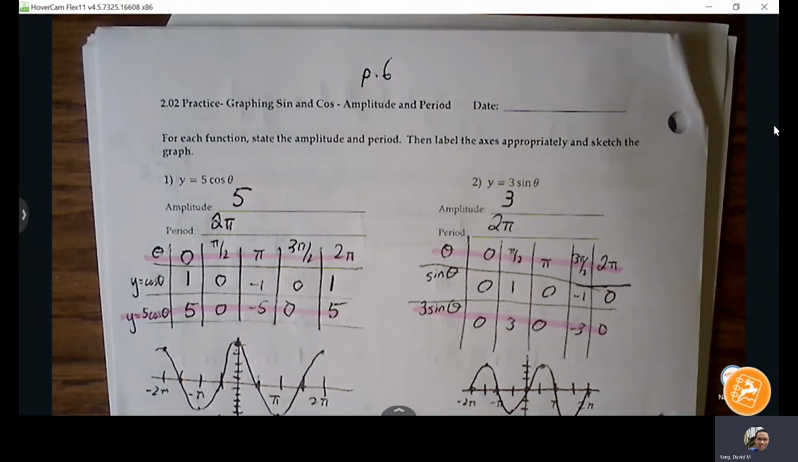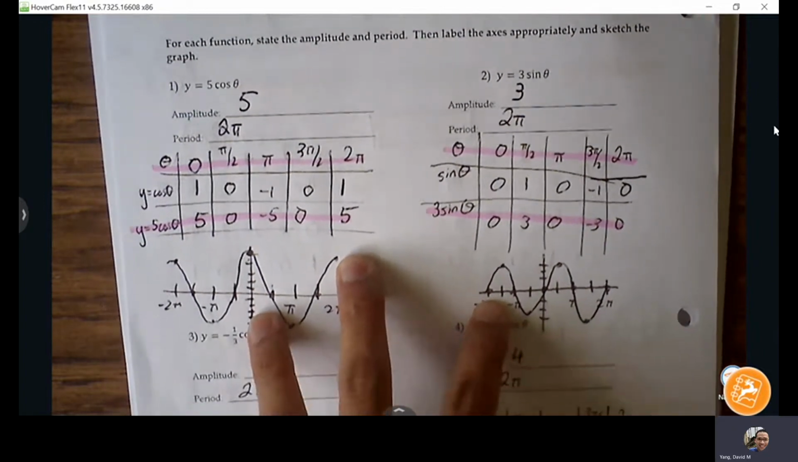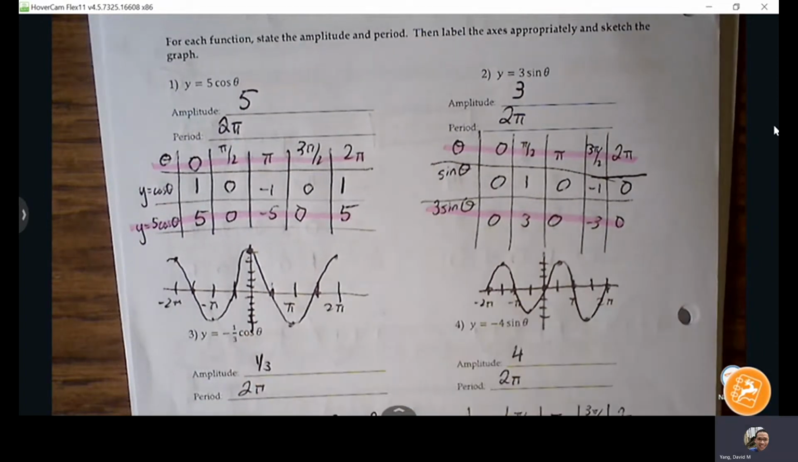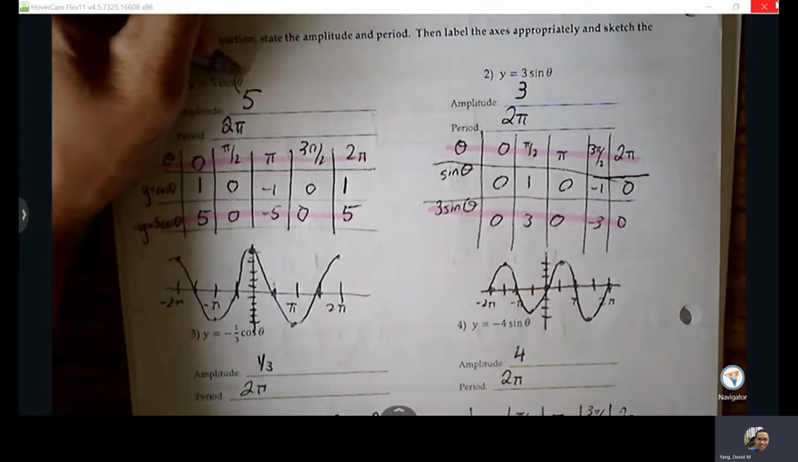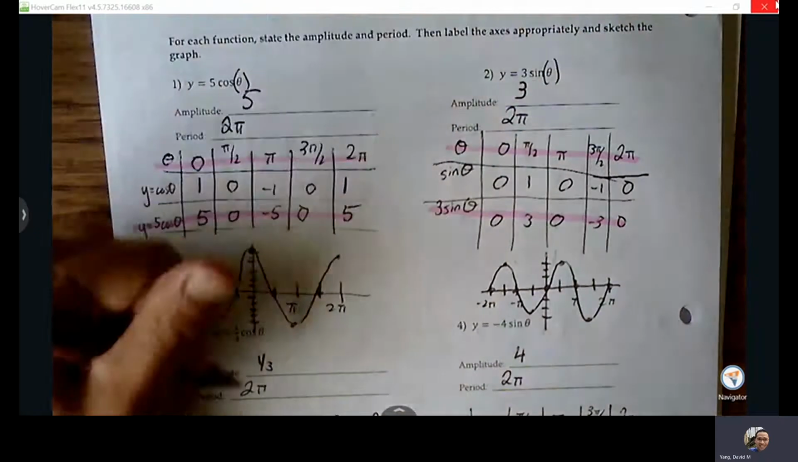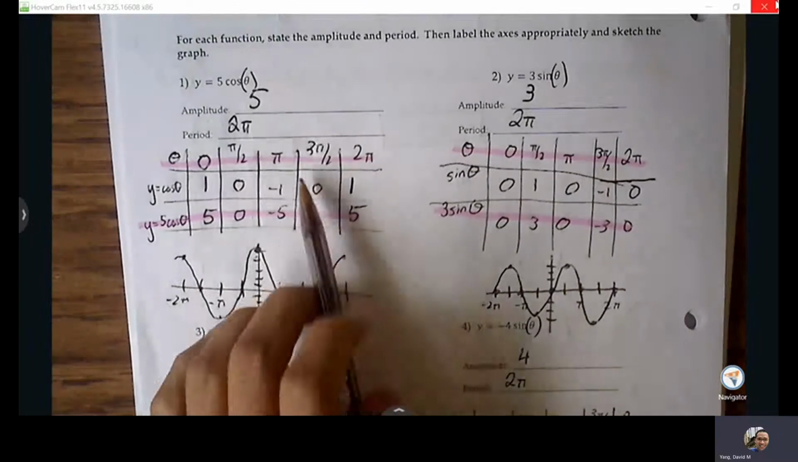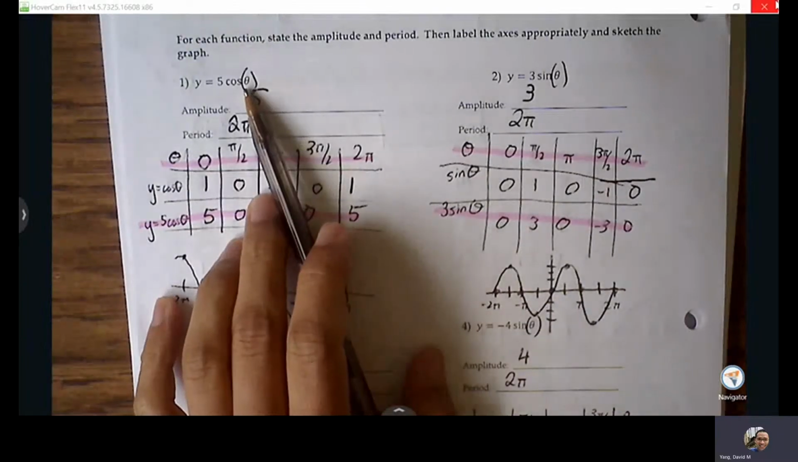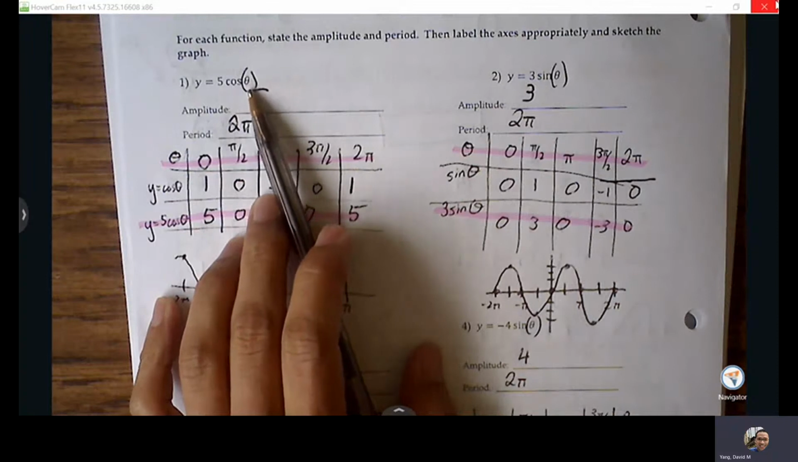Okay, so page 6, just wanted to recap these problems. These are a little bit easier to graph because we don't have to worry about a change in period. Notice that all these problems here, again, I'm putting parentheses around that theta, emphasizing that theta is inside the cosine. It's not cosine times theta, it's cosine of theta.